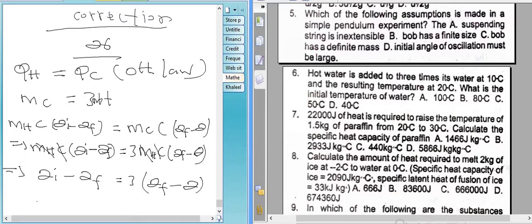So I can now substitute the values. The initial temperature is the one we are looking for, minus the final temperature, which is 20 as given in the question, so it's 20, is equal to 3 into the final temperature, which is also 20, minus the temperature of cold water, which is 10.